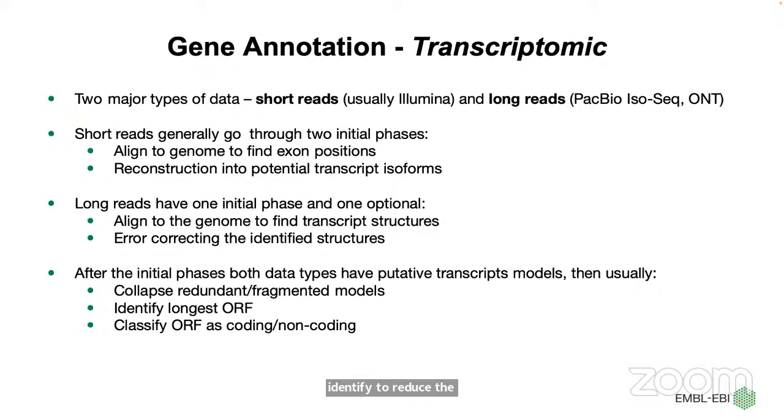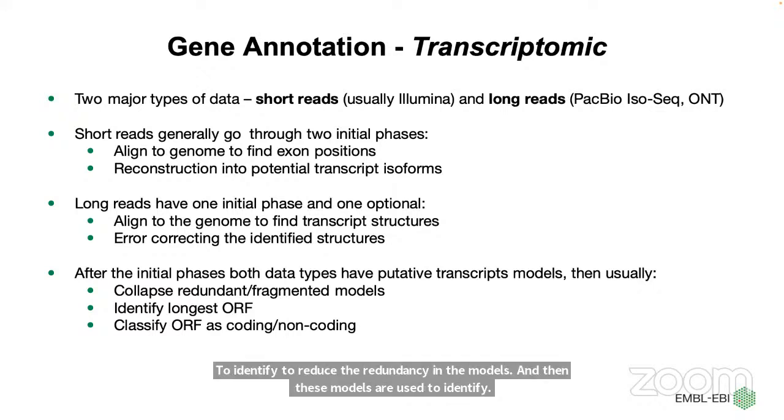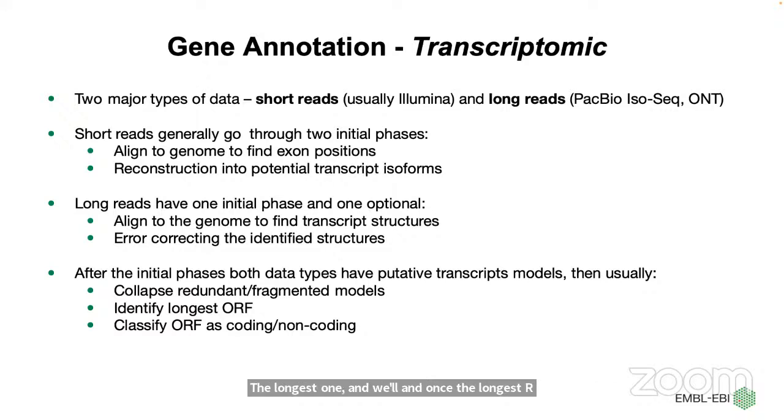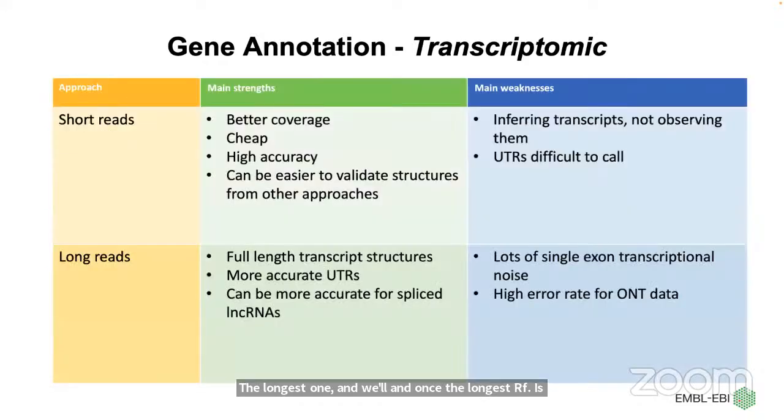And then these models are used to identify the longest ORF, and once the longest ORF is identified, we classify these ORFs as coding or non-coding. There are strengths and weaknesses of both these approaches. The short reads provide better coverage. They are cheap, highly accurate, and can make it easier to validate structure from other approaches. But they only infer the transcripts, do not observe them. Since it's short read, we have to infer the transcripts, and UTRs are usually difficult to call.